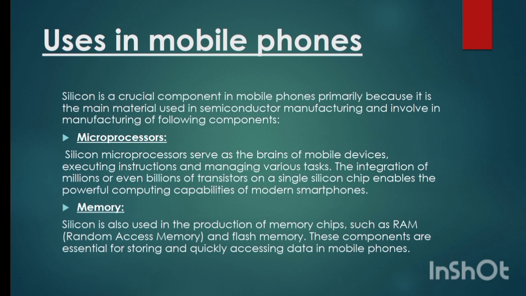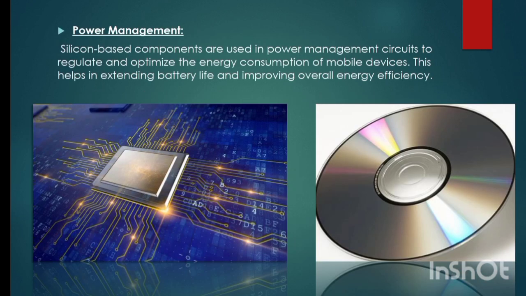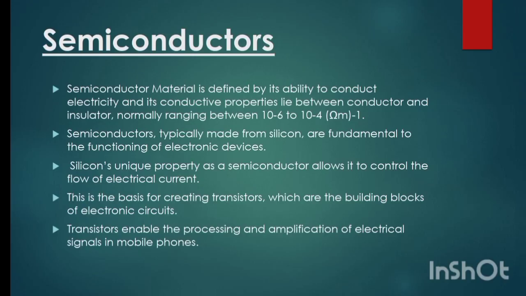of modern smartphones. Memory. Silicon is also used in the production of memory chips such as RAM and flash memory. These components are essential for storing and quickly accessing data in mobile phones. Power management. Silicon based components are used in power management circuits to regulate and optimize the energy consumption of mobile devices. This helps in extending battery life and improving overall energy efficiency of mobile phones.